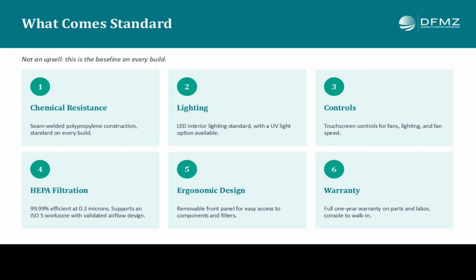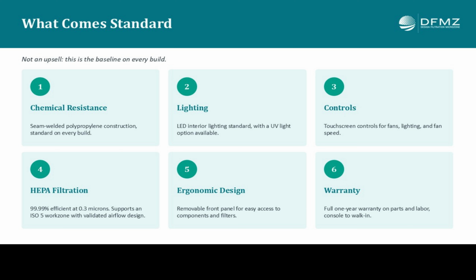Chemical resistance is built in from the start, with seam-welded polypropylene construction as standard, not an add-on. LED interior lighting comes standard too, with a UV light option if the application calls for it. Fans, lighting, and fan speed all run through a single touchscreen panel, so the airflow can be set to what the process needs and adjusted later if the equipment inside the enclosure changes.